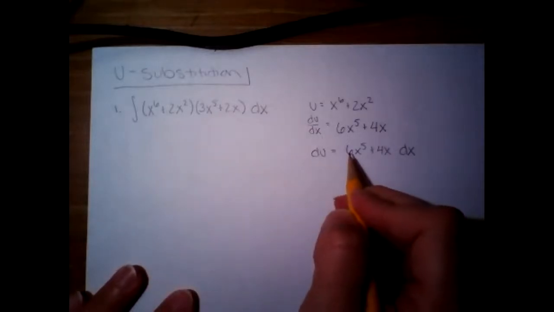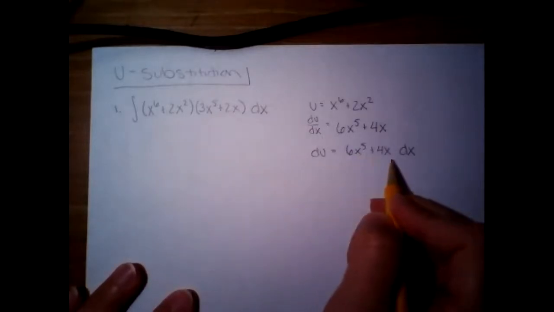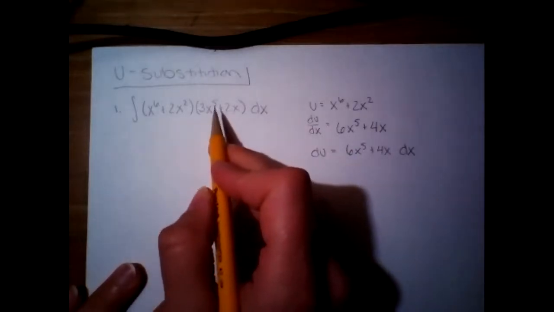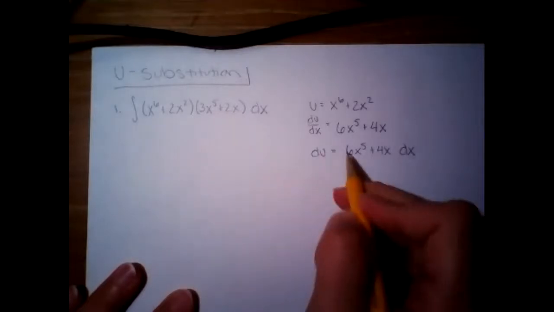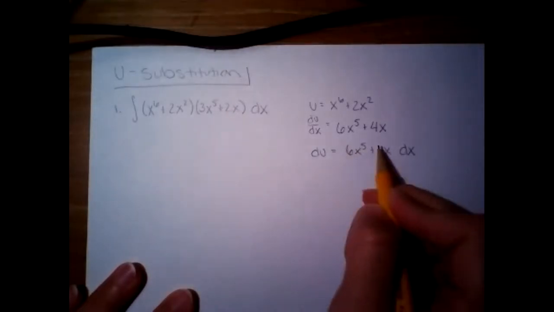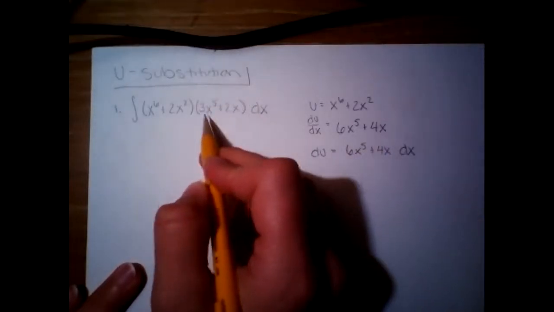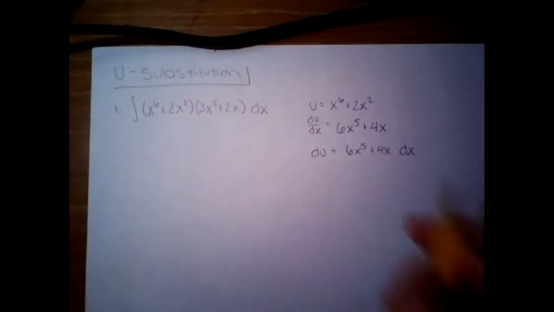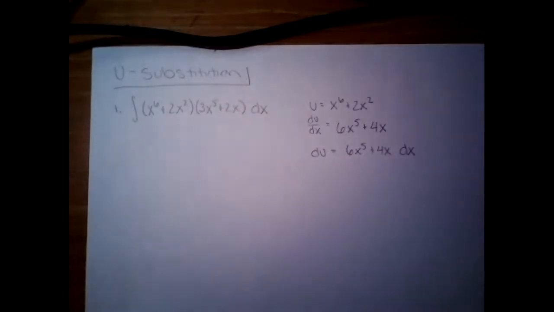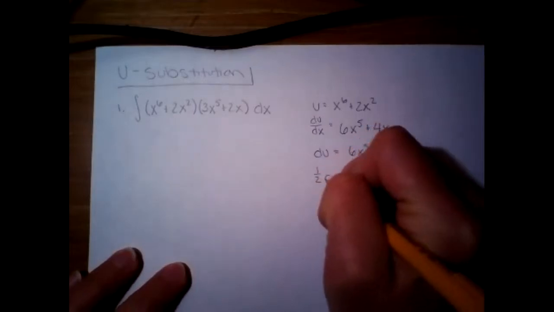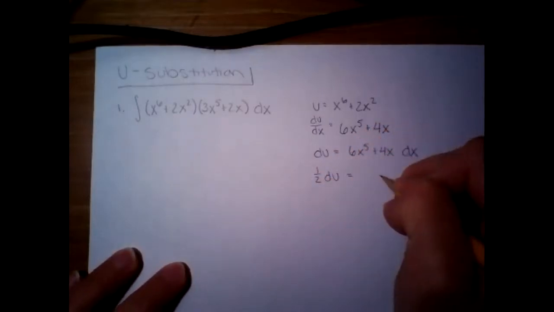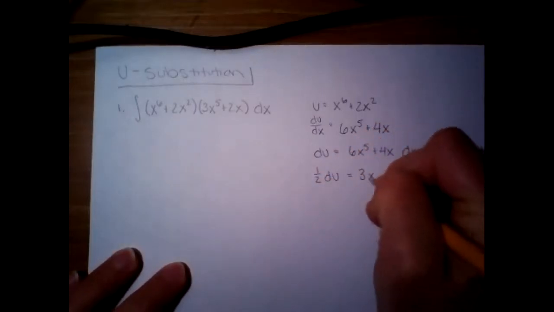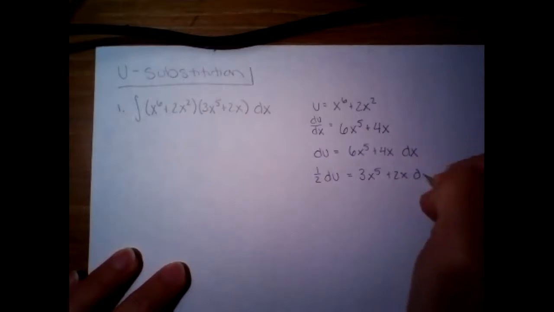Now it almost matches. We have 6x to the 5th plus 4x. But this says 3x to the 5th plus 2x. So what do I need to do to this to make it match what's here? That's my question to you. Hey guys, how do I need to fix that? Good, a half, divide by 2, a half, perfect. You guys rock. All right, so we're gonna do a half of du. And when you do half of this, it'll be 3x to the 5th plus 2x dx.